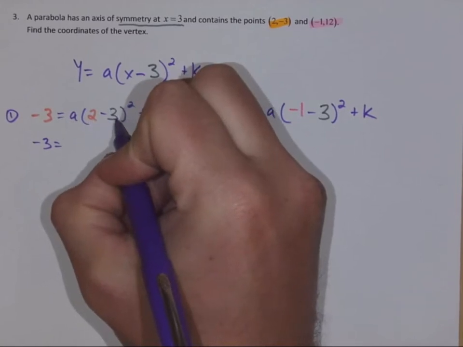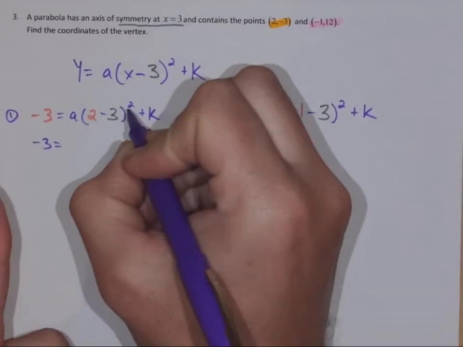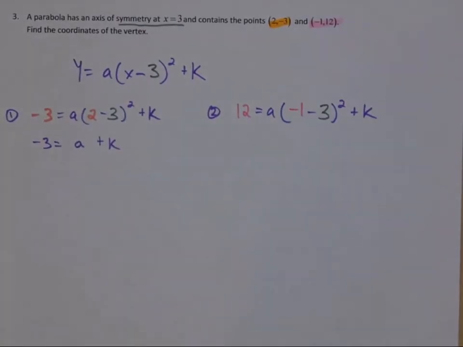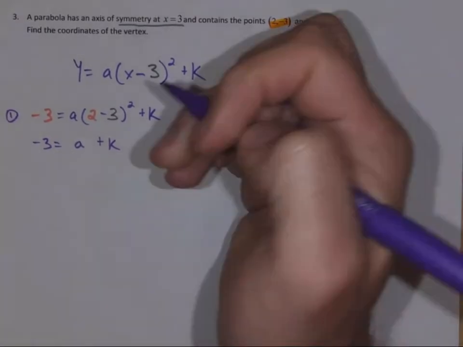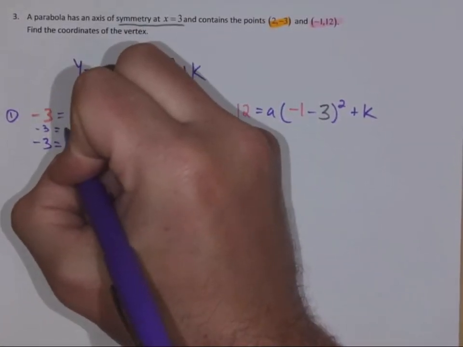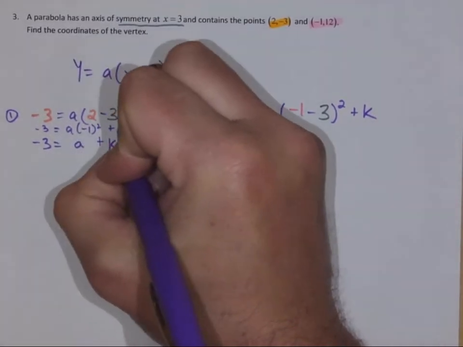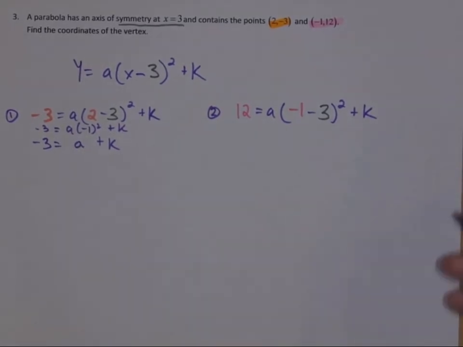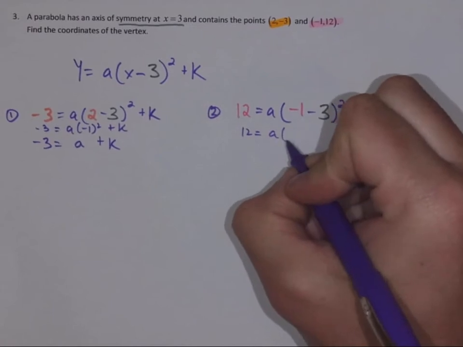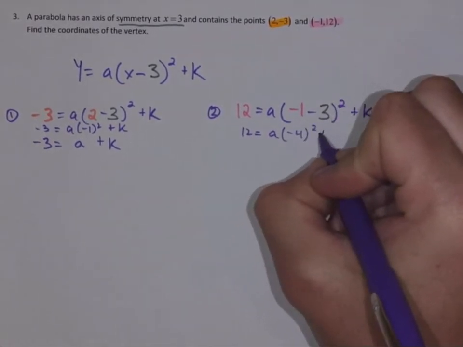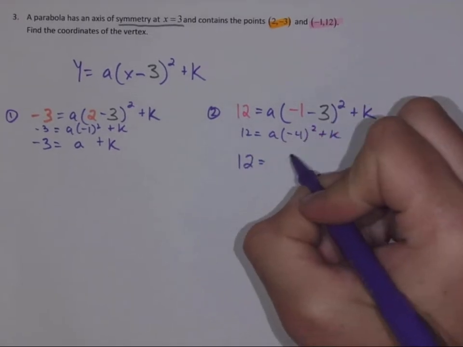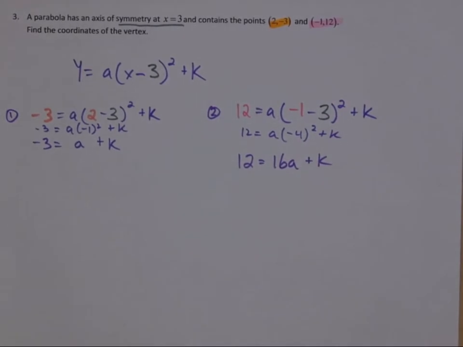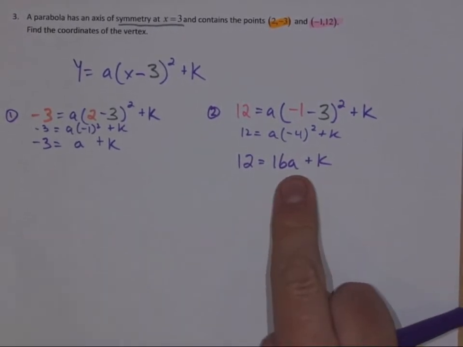2 minus 3 is -1. -1 squared is +1. +1 times a. I just said out loud everything that I did. -1 squared is 1. Don't need to show it, so there it is. If I show that step this time, okay, 1 take away 3. And 4 squared is 16 times a, 16a plus k. So there's my equation 1, there's my equation 2.